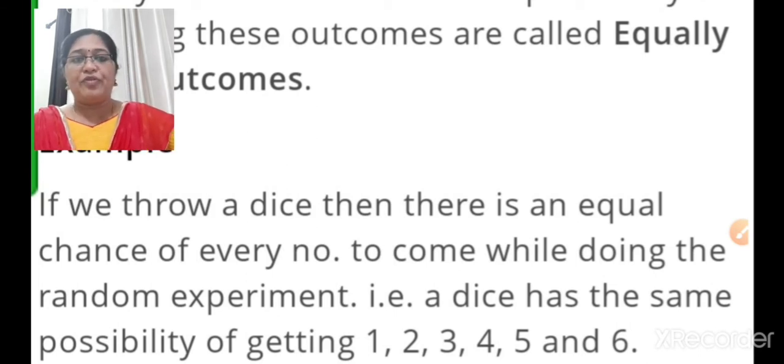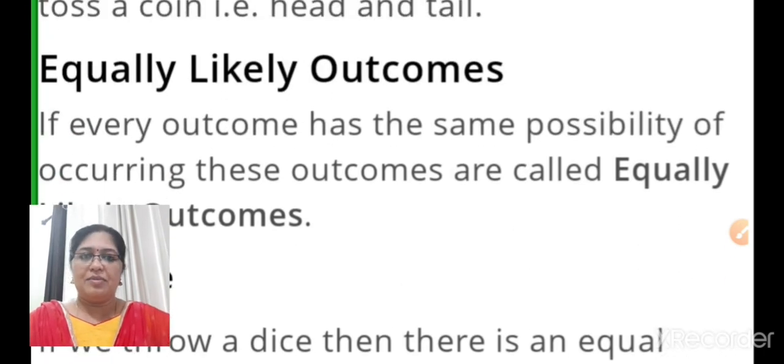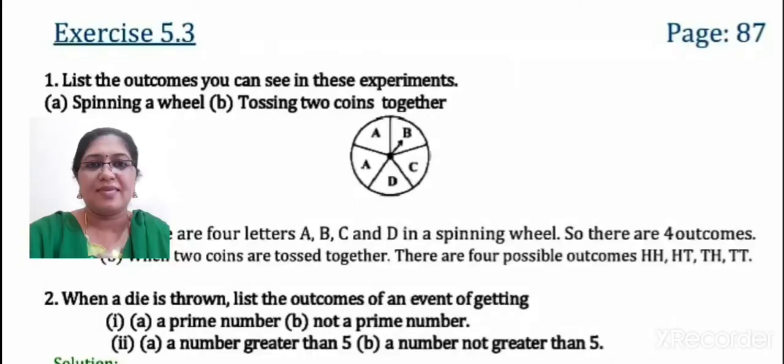This type of outcomes are called equally likely outcomes. Each number has an equal chance. All these numbers, 1, 2, 3, 4, 5, 6, can come with equal chances. This is equally likely outcomes.